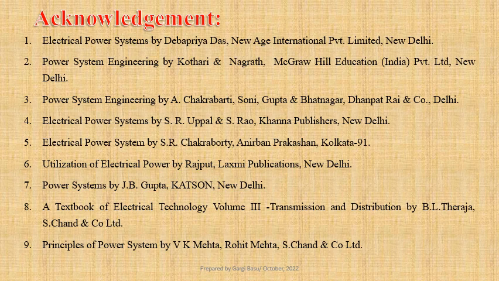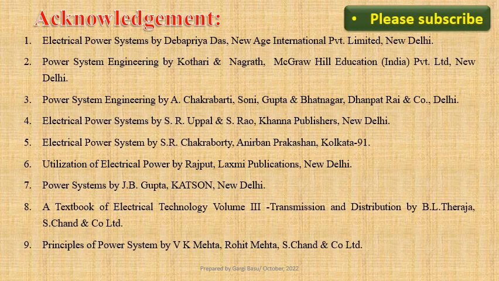By solving this problem, we have learnt how to determine ABCD constants of a three-phase medium length transmission line based on its nominal pi equivalent circuit. We have also learnt how to compute percentage voltage regulation and efficiency of transmission of this line using those constants.